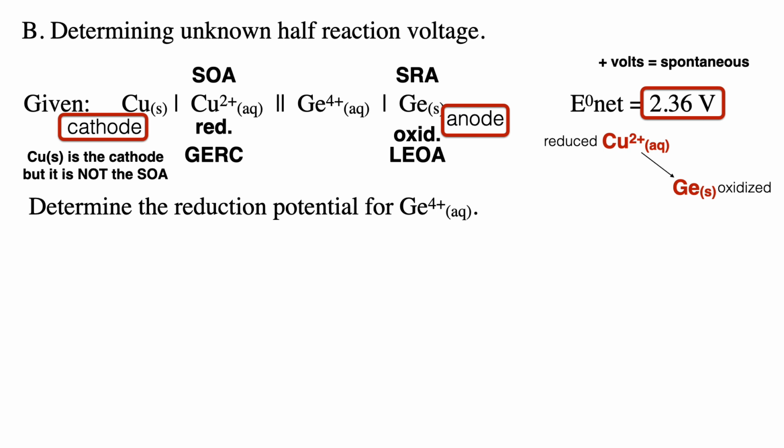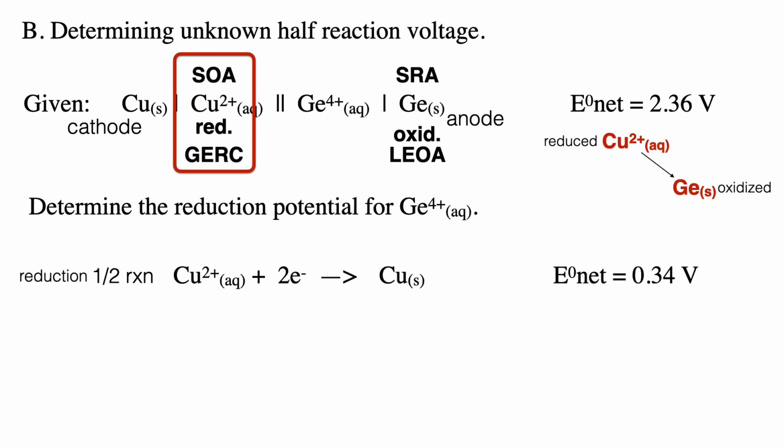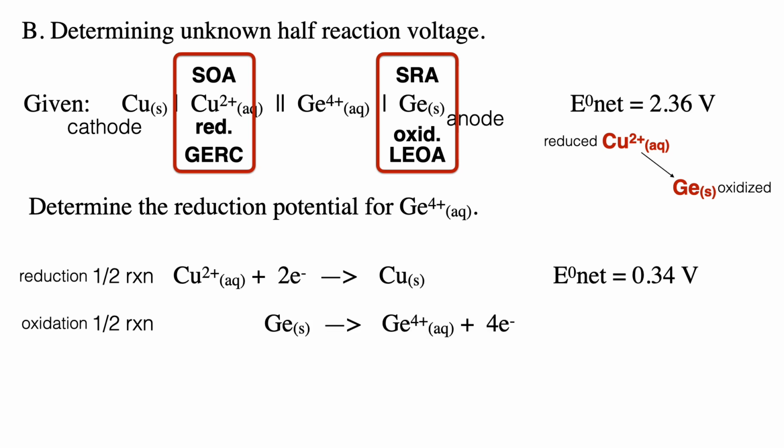If I know those two things, then I can start writing my reactions. Copper 2 gains 2 electrons, turns into copper solid. I already know its voltage: it's positive 0.34 volts. I do know what this other reaction is. I know it's an oxidation reaction. It's not on my chart, but I can look at this and guess it's going to look like that. Germanium is going to turn into Ge4. Now, what I don't know is its voltage.